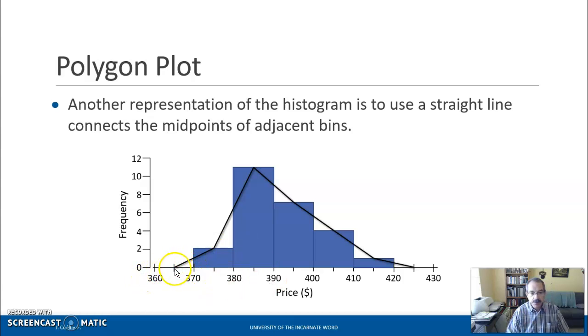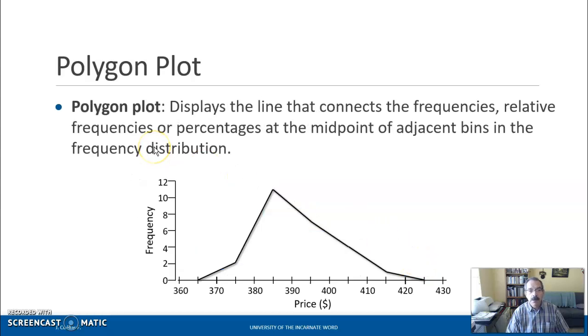The middle is 365. And that line goes to the middle of the next class, or bin, which is 375. Then the next line goes from 375 to 385, and so on. So we're connecting the midpoints until we reach a frequency of 0 again. So really, the polygon plot displays the line that connects the frequencies, relative frequencies or percentages, at the midpoint of adjacent bins in the frequency distribution, or adjacent classes.